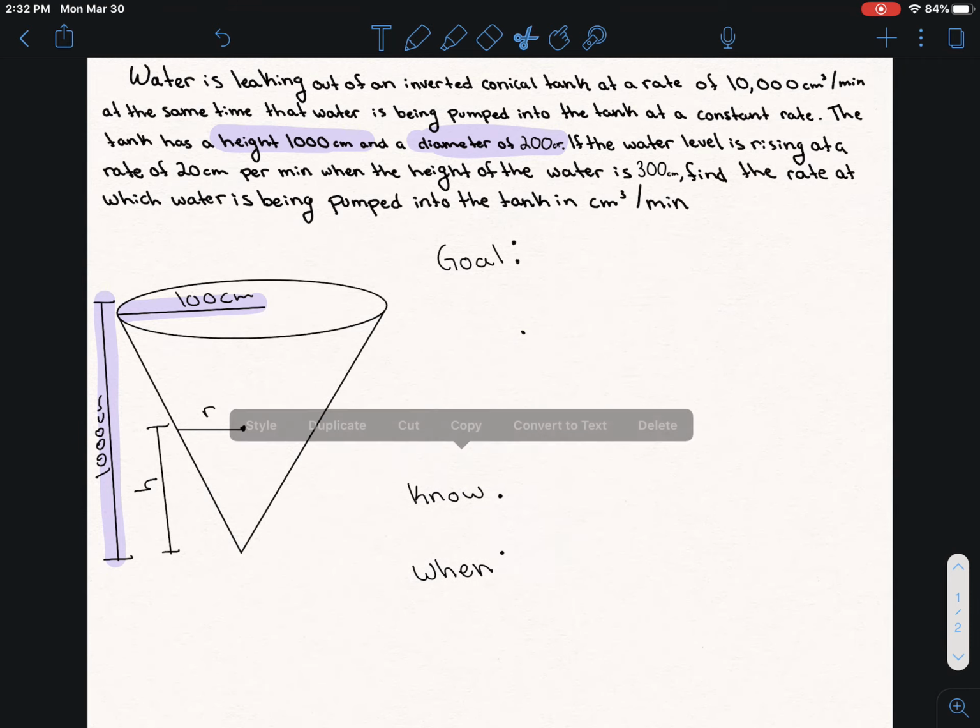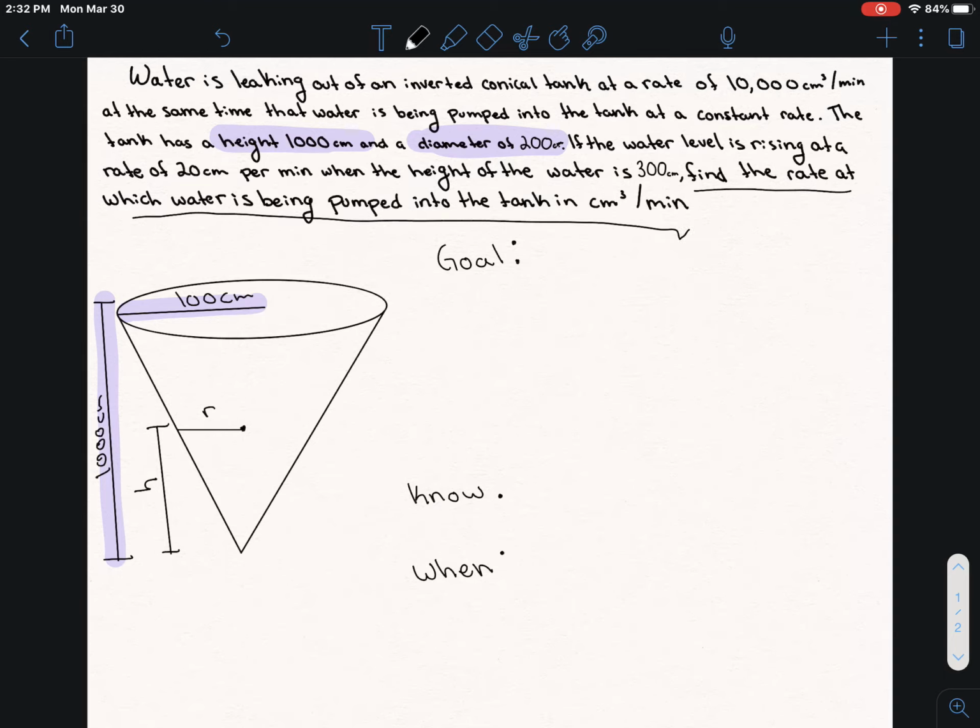All right. So now we're going to focus on our goal. What are we exactly looking for? As we read the problem, we see that in the last sentence it says, if the water level is rising at a rate of 20 centimeters per minute, when the height of the water is 300 centimeters, find the rate at which water is being pumped into the tank in centimeters cubed. Okay, so what exactly does that mean? So we're trying to find how much water is being pumped into the tank, right? But we don't have a direct way to get there. So we're going to have to find the total volume of the tank first and then subtract from there.